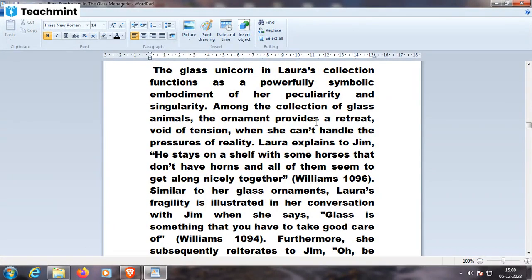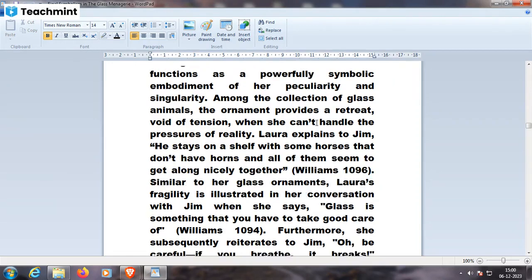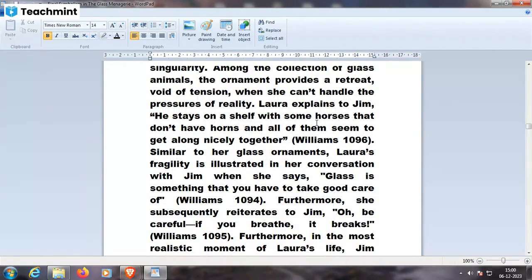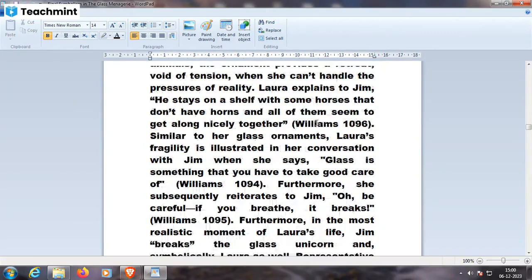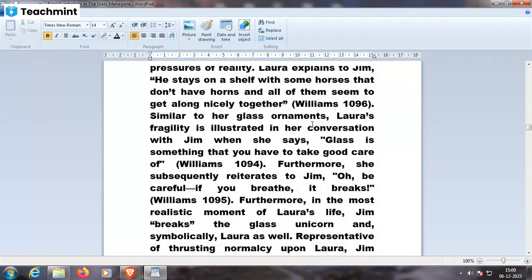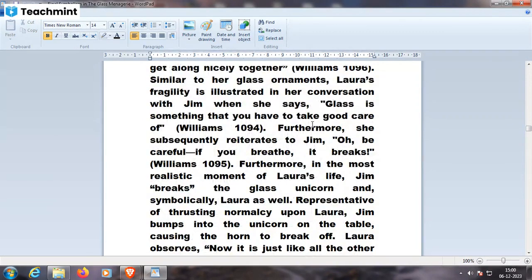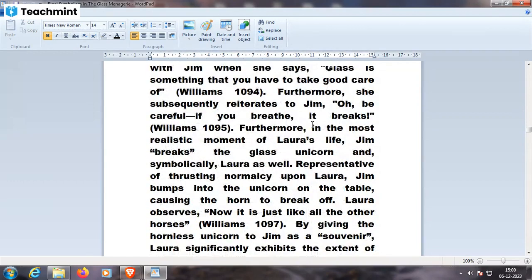When she says, glass is something that you have to take good care of. Furthermore, she subsequently reiterates to Jim, oh, be careful, if you breathe, it breaks. Furthermore, in the most realistic moment of Laura's life, Jim breaks the glass unicorn and symbolically Laura as well, representative of thrusting normalcy upon Laura. Jim bumps into the unicorn, which Laura observes. Now it is just like all the other horses.